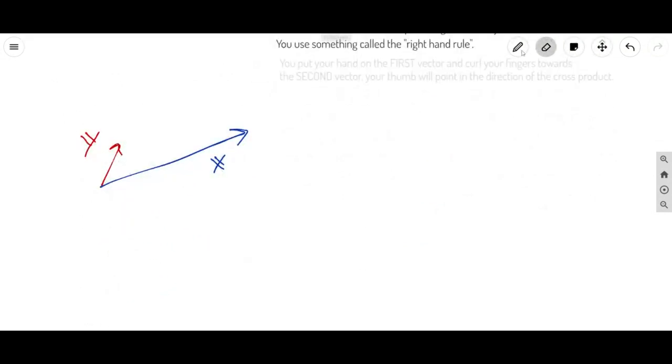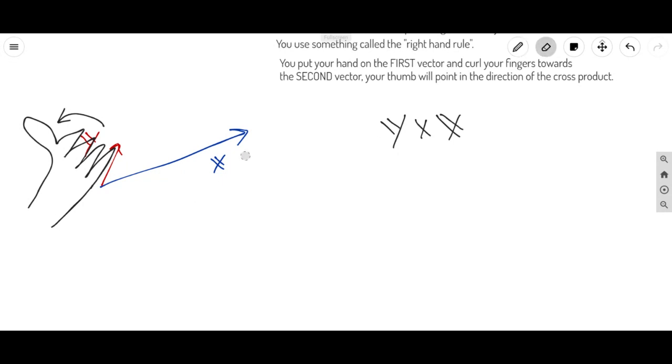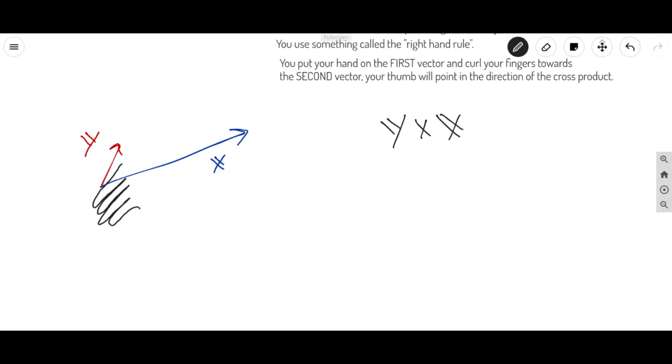If you do it the other way around, the picture is going to look a little bit different. If you decided to do y cross x instead, then if you try to position your right hand like this, this is your right hand. Now imagine trying to curl your fingers towards x. The problem is your fingers cannot reach x, because x is on the other side of your fingers. So instead you have to position your hand so your thumb is pointing downwards. That would be the way to do it. You would have to position your hand like this. This would be your thumb, that would be your hand.